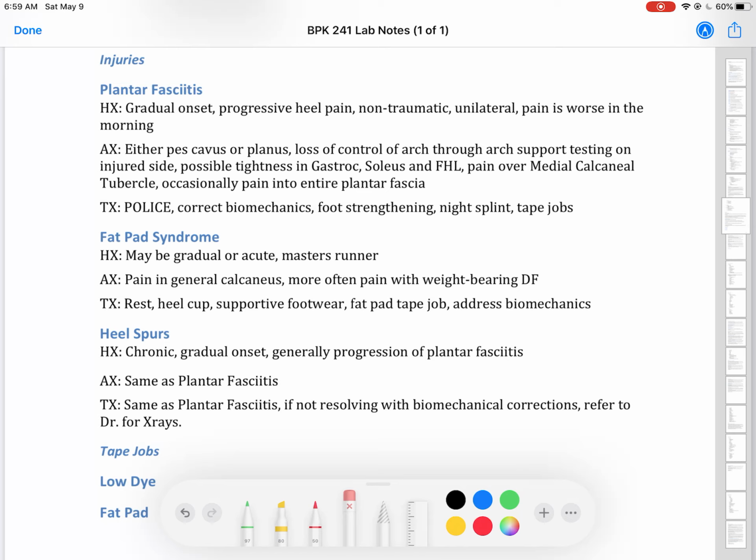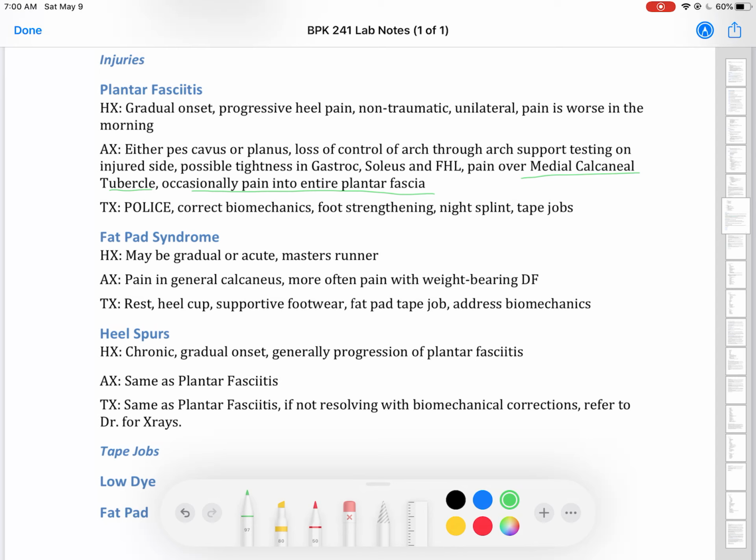Strength is usually good side to side. We won't notice anything with strength testing. There's no real special tests for plantar fasciitis, so we'll jump right to palpation, and most of their pain is going to be underneath the medial calcaneal tubercle. So when we palpate underneath the medial calcaneal tubercle, they'll have discomfort. Sometimes if we palpate along the length of the plantar fascia, it will be sore.